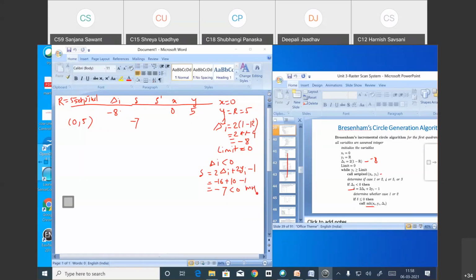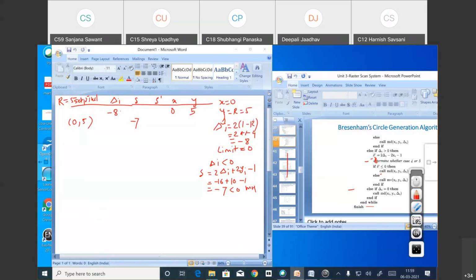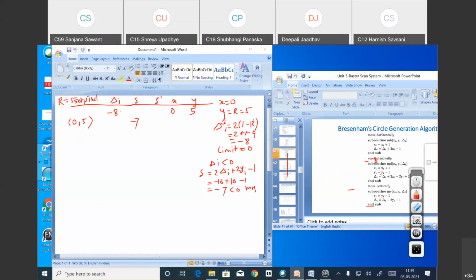MH is: increase the value of xi by 1, y remains as it is, and again calculate delta. So here we call MH where xi is equal to xi plus 1. What is xi? 0. 0 plus 1, 1. Okay. And calculate delta again.